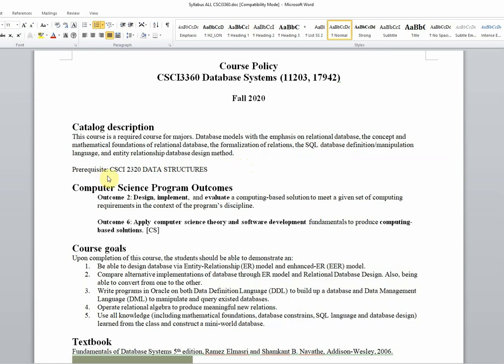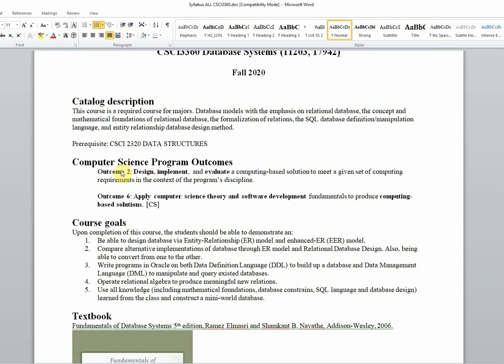The pre-required course for this one is data structures, so make sure you have data structures before you sign up for this class. Computer science program outcomes.